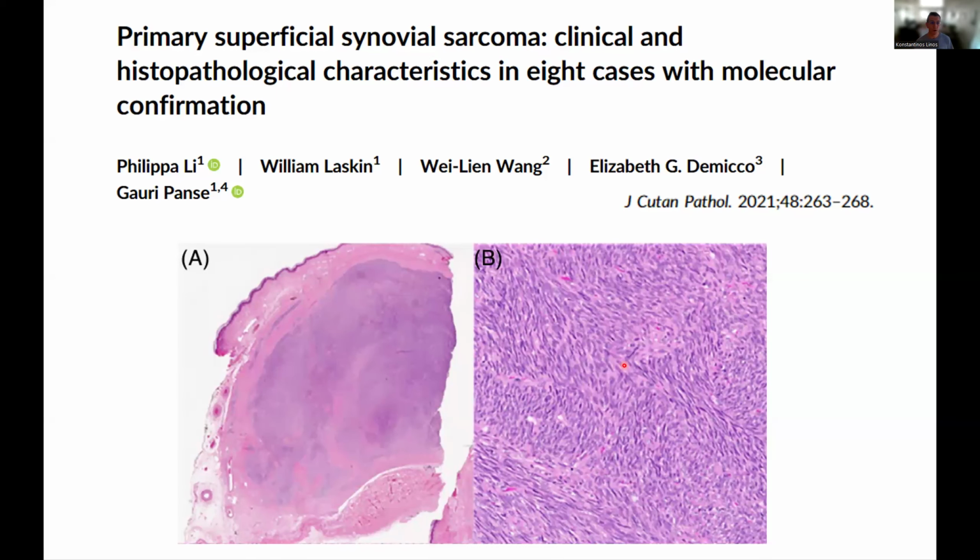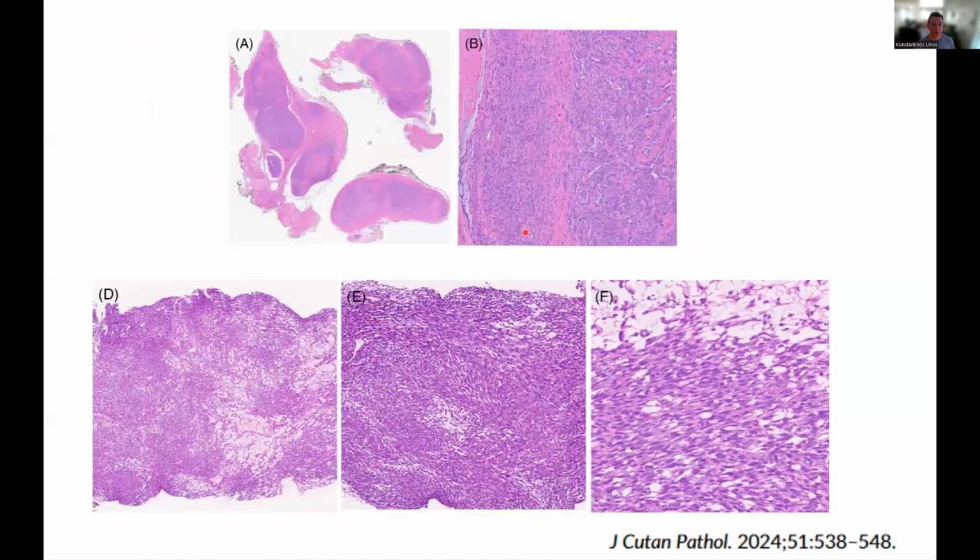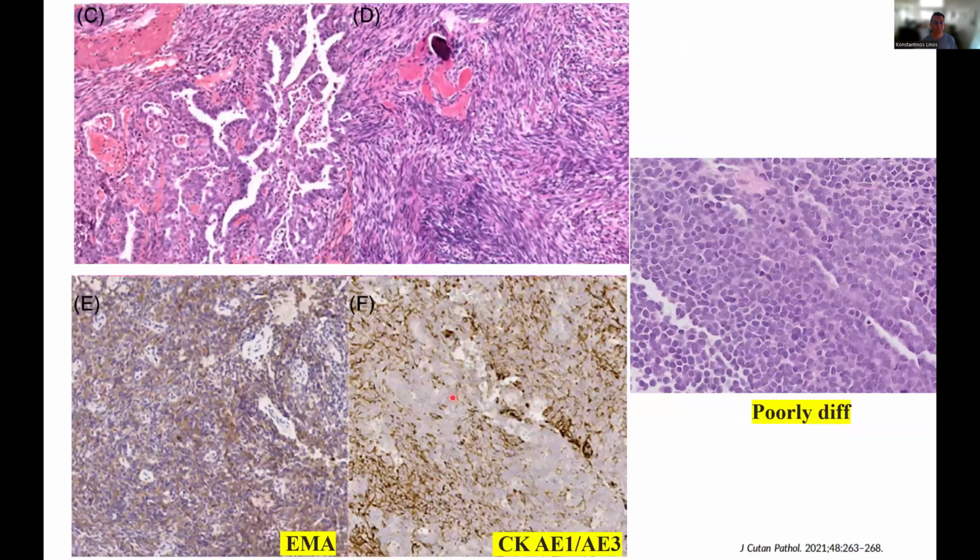Diagnostic tool 4, primary synovial sarcoma, as you know, involves frequently deep soft tissue of the extremities in young adults. However, there are genuine superficial synovial sarcomas within the dermis and/or subcutaneous tissue. To give you some examples, this is a biphasic neoplasm of spindle cells and glandular formation, and this was a monophasic spindle cell tumor with occasional mitotic figures.